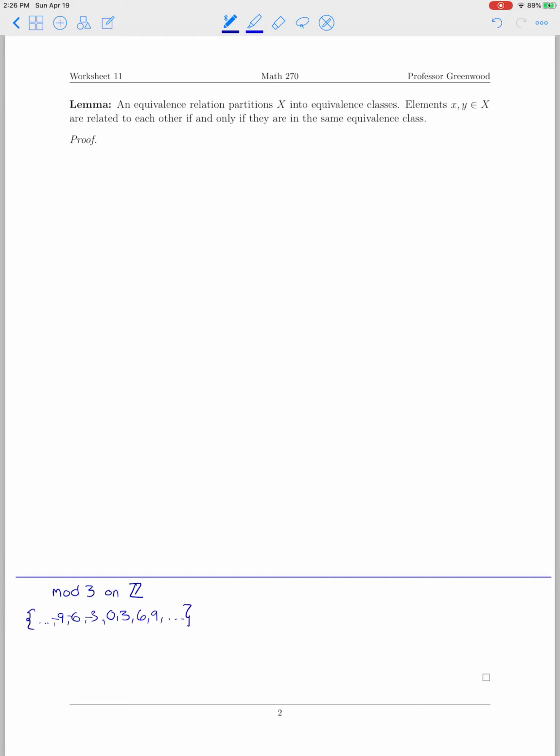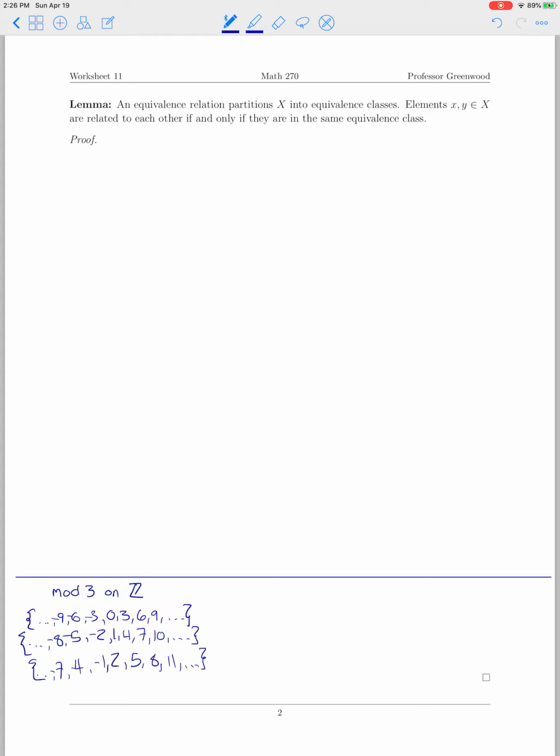And so I could do the same thing with the things that are equal to 1 mod 3, if I'm viewing mod as an operation. That'll be 1, 4, 7, 10, and then again subtracting off 3's to get the other side. And then we would just have one more set right here, which would be all the things that are equal to 2 mod 3.